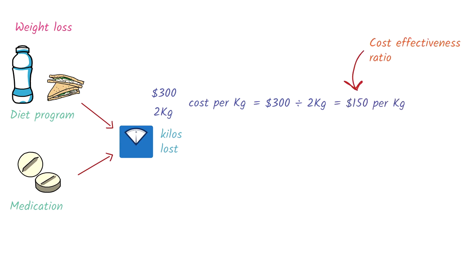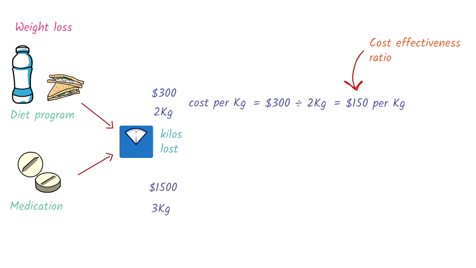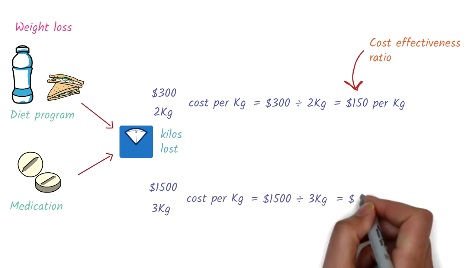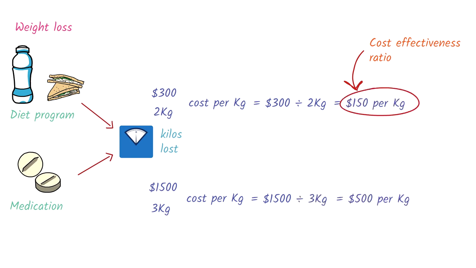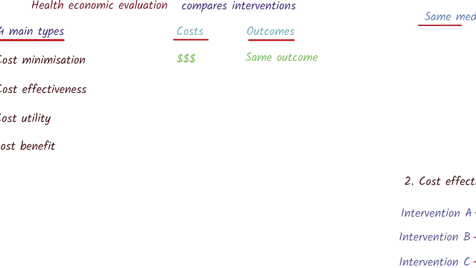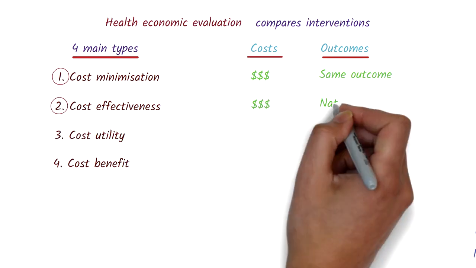Let's compare this with a medication-based program that leads to a weight loss of 3 kilograms but costs $1,500. In this intervention, the cost per kilo lost is $500. So in this scenario, the diet-based program is more cost-effective compared to the medication-based program. So, a cost-effectiveness analysis compares the cost per natural unit for different interventions.